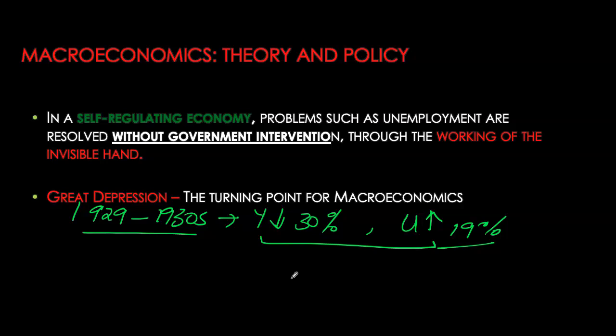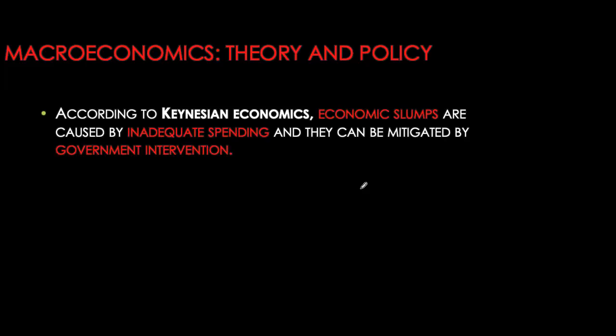John Maynard Keynes, who is considered the father of macroeconomics, came up with this idea that governments need to intervene. We need to have government intervention in order to short-circuit this spiral. He really propagated this idea that governments need to step in. And he said that economic slumps or downturns in economic activity are really caused by inadequate spending. And the only way to come out of them is through government intervention. Government needs to step in and increase its spending.